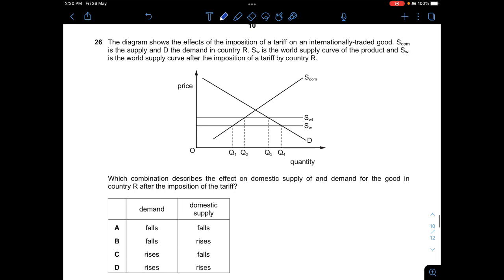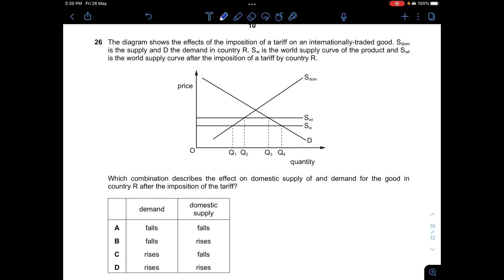Question 26, the diagram shows the effect of an imposition of a tariff on an internationally traded good. DOM is the supply and D the demand curve in country R. SW is the world supply curve of the product. SWT is the world supply curve after the imposition of a tariff. Which combination describes the effect on domestic supply and demand for the good in country R after the imposition of the tariff?